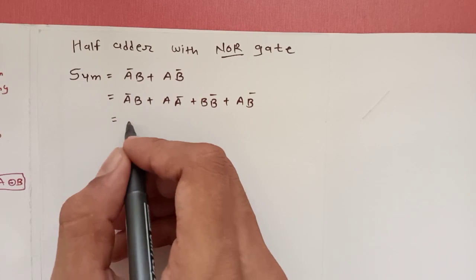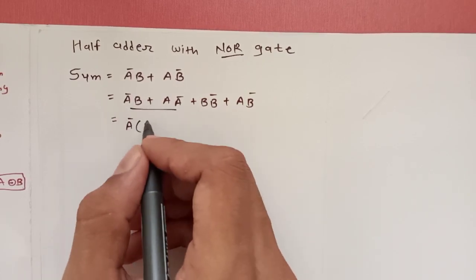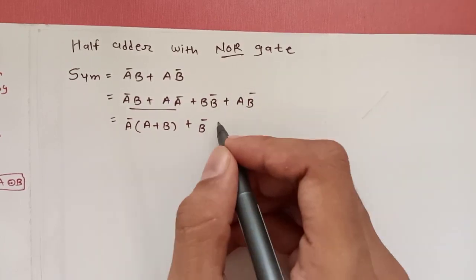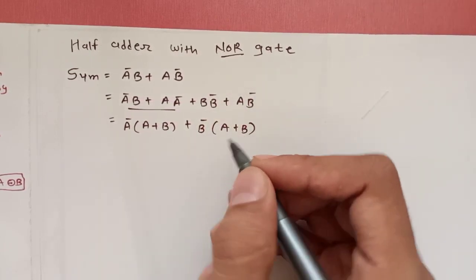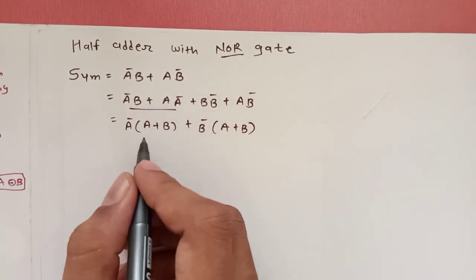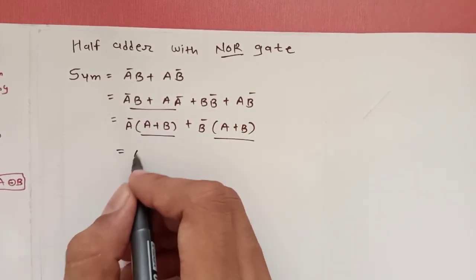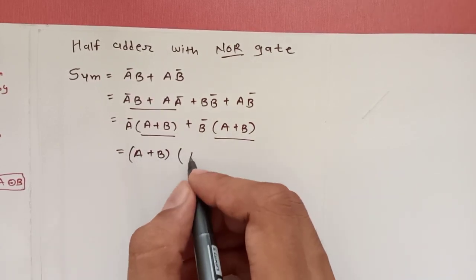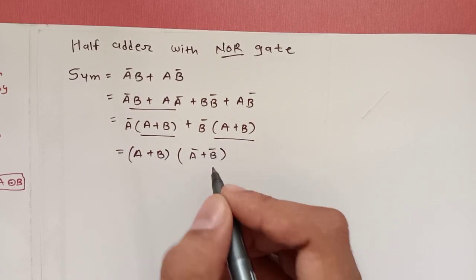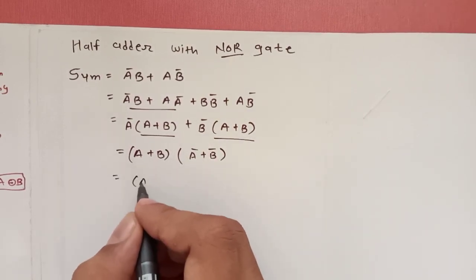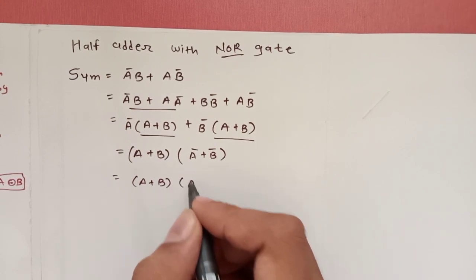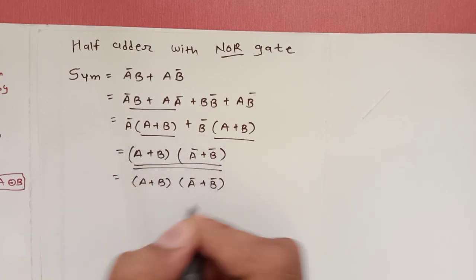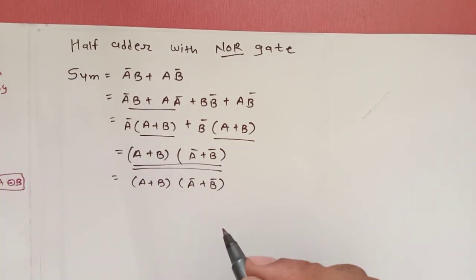Now take common A' from these two, and we get (A + B). Same as, take B' from this and we get (A + B). Now from this expression take these two common, so we get (A + B) in bracket (A' + B'). Now apply two bars to get the minimum expression for the NOR gate. I applied two bars, and it will not affect this type of expression, as you already know.